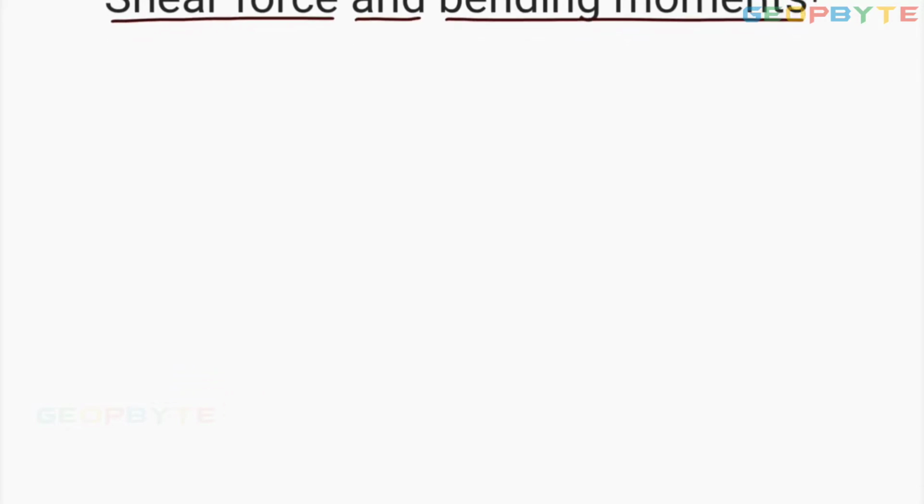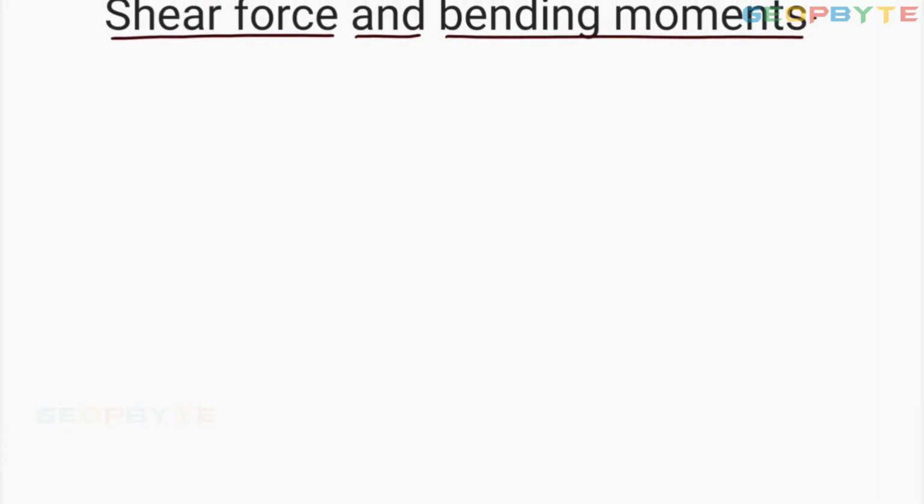First, let us know what is the meaning of beam and how many types of beams there are, and what is the meaning of force and how many types of forces there are. Beam means, first let me write the definition for beam.